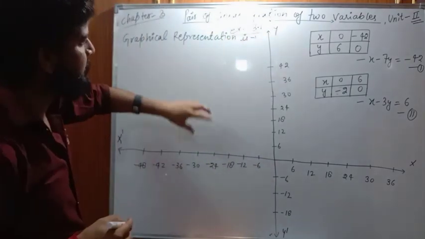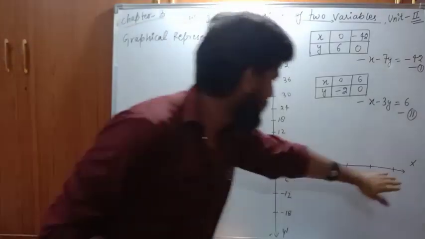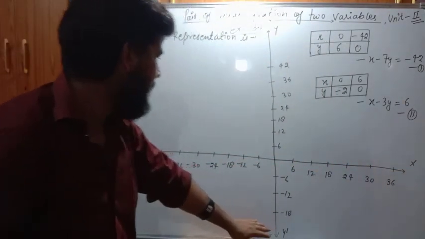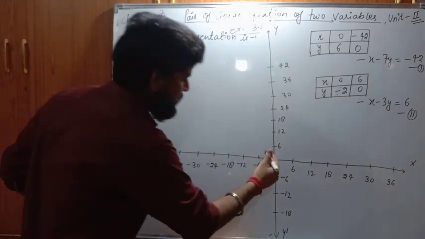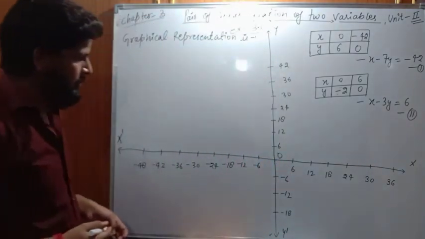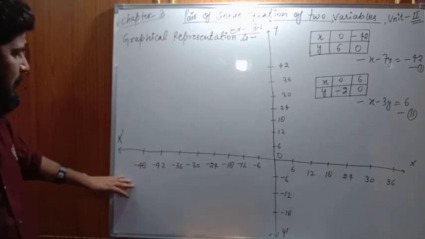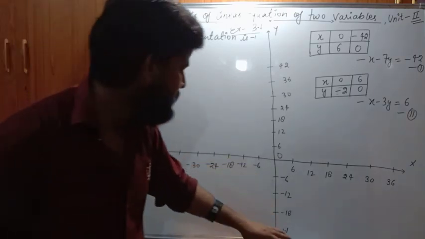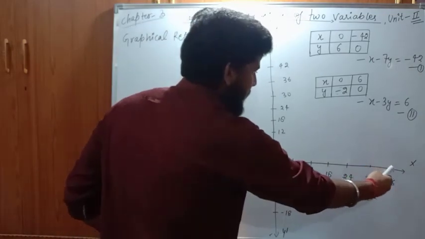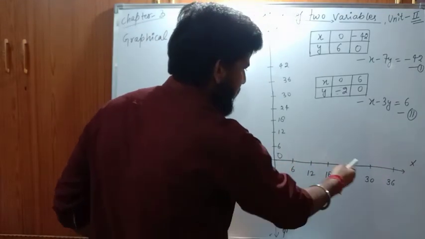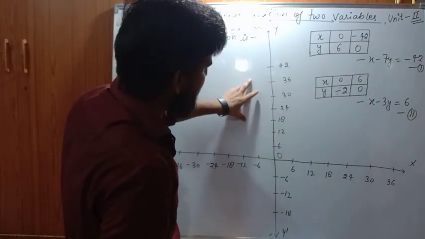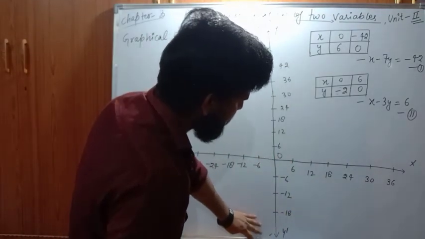Okay, so this is the graph. This is the x-axis, and this is the y-axis. As we know, this is the origin, 0. Here we take negative values on the x-axis on the left-hand side of the origin, and on the right-hand side of the origin on the x-axis we take positive values. Above the origin we take positive values, and below we take negative values.